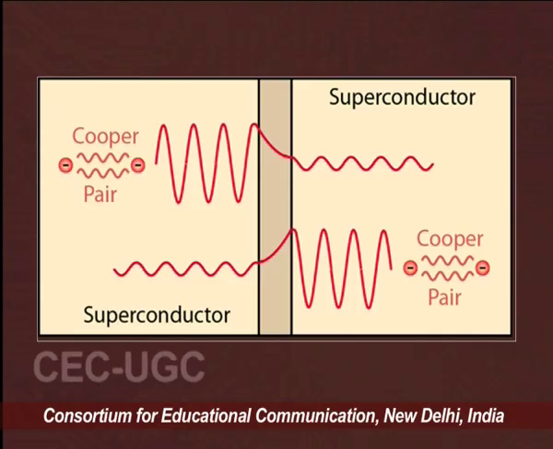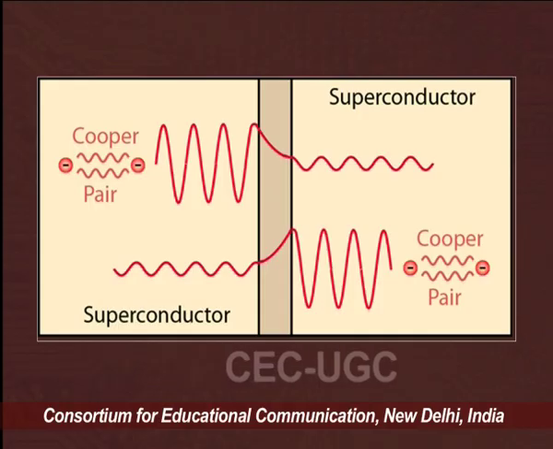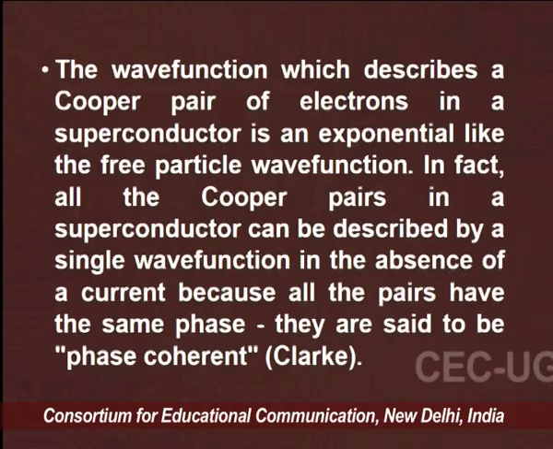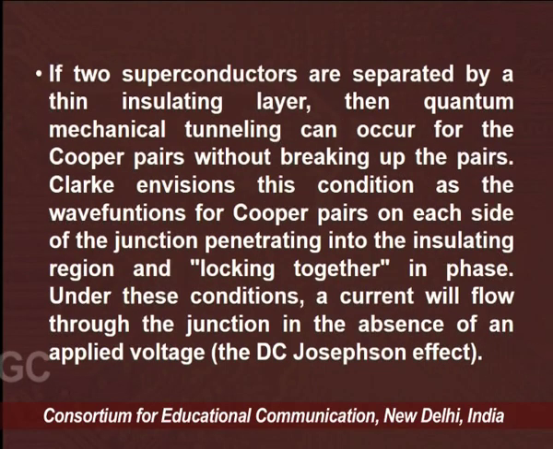The upper diagram you can see easily. After it passes through the barrier, it will just decrease. So, this is the phase coherent. Now, if two superconductors are separated by a thin insulating layer, then quantum mechanical tunneling can occur for a Cooper pair without breaking up the pairs. Means if the two superconductors are separated by a thin insulating layer, quantum mechanical tunneling can occur for the Cooper pair without breaking up the pairs.